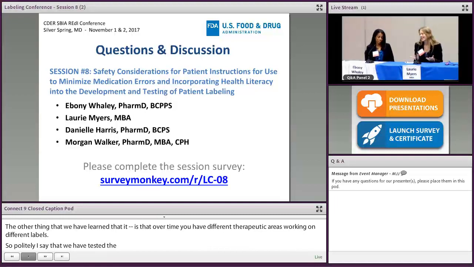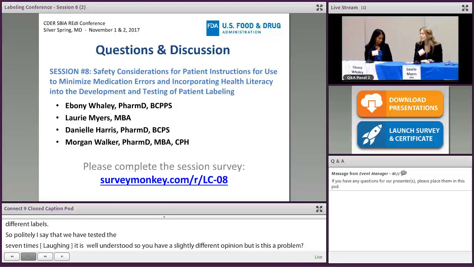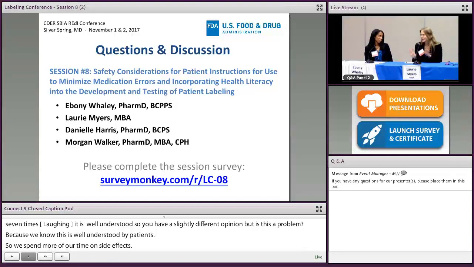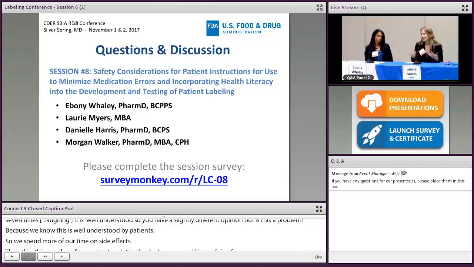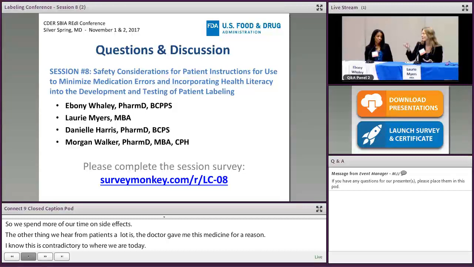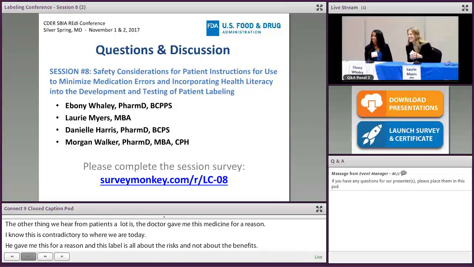Because we know this is well understood by patients. And so we spend more of our time on side effects. The other thing that we hear from patients a lot is, the doctor gave me this medicine for a reason. I know this is a little bit contradictory to where we are today, but the label is all about the risks, and it's not about the benefits. I don't understand why I should take this medicine.